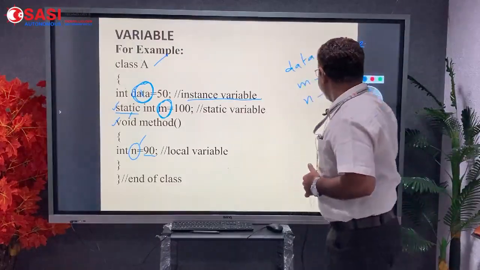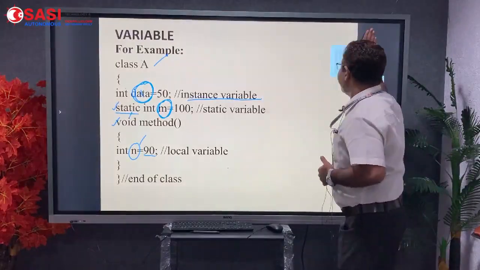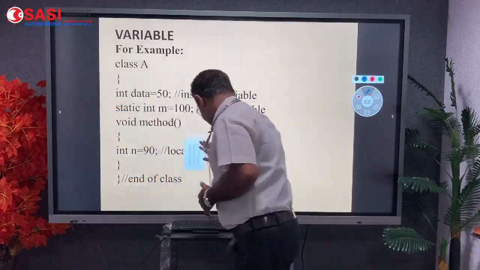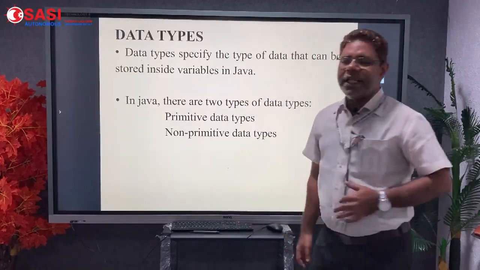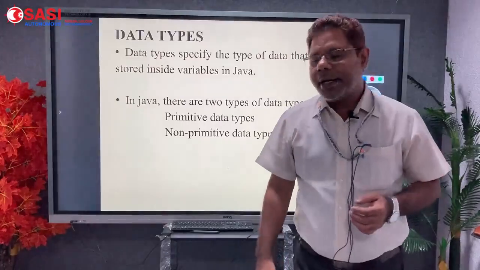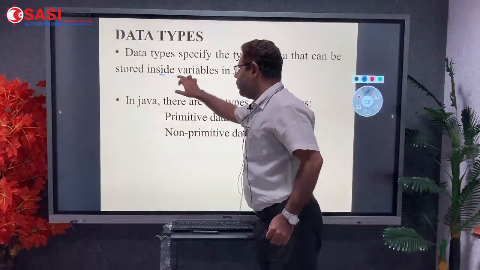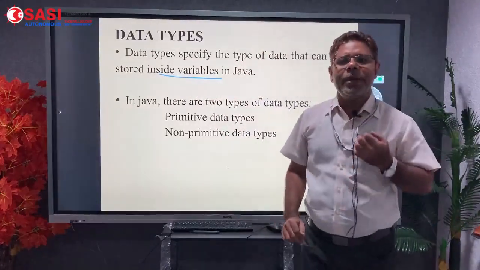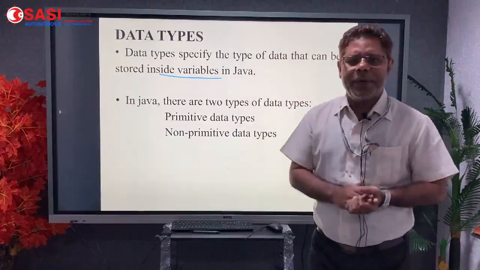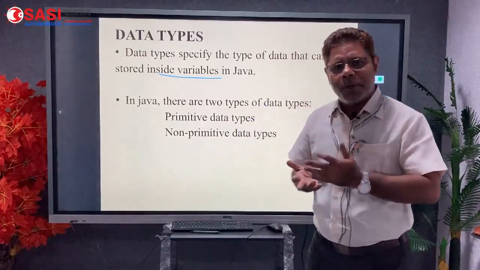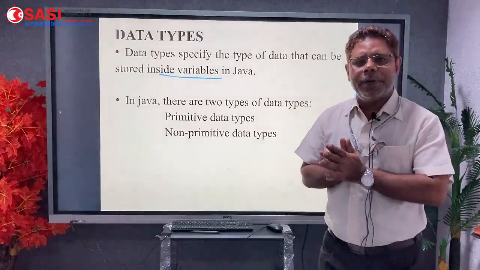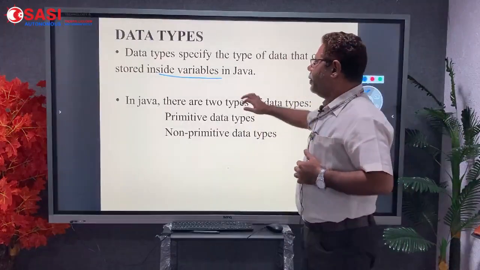Now we can see what data types are. What are the data types we have in Java? What is a data type? A data type specifies the type of data stored inside a variable. What type of data do we want to move into the variable? Here we have different types of data: integer values, float values, string values. Now we can see what type of data can be moved into that variable.